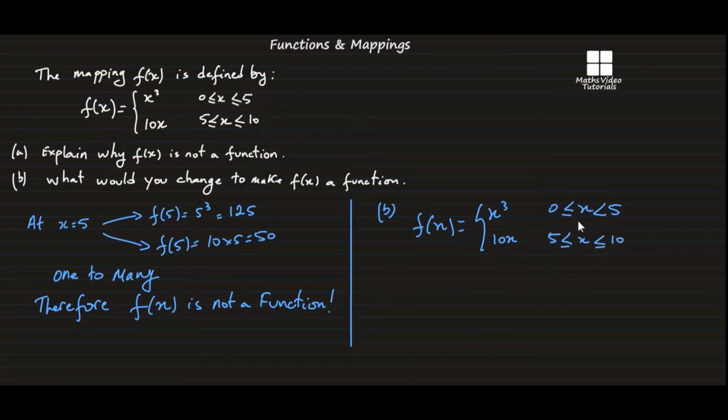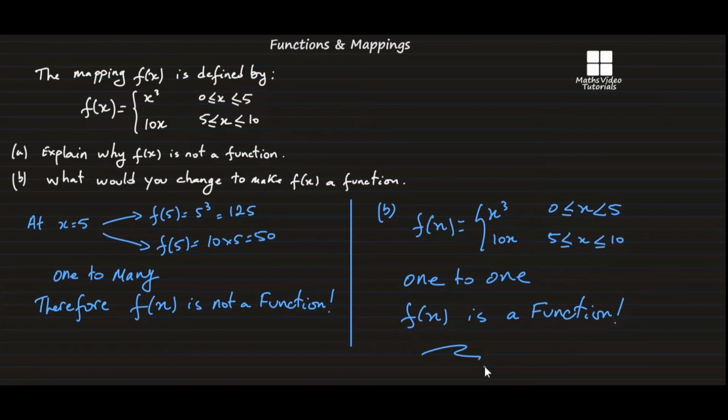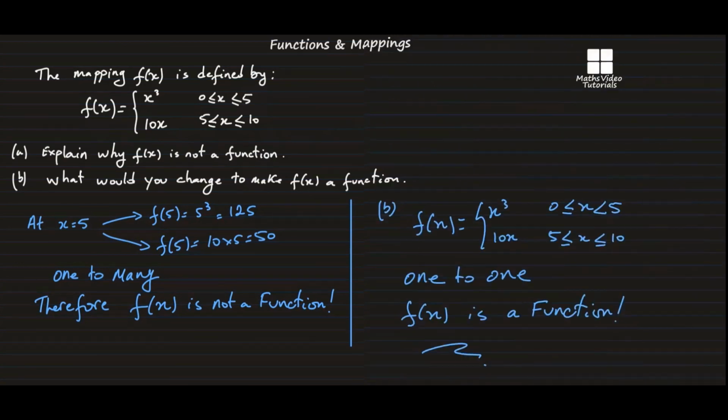Now you can see this is clearly a 1-to-1 mapping. So therefore f of x is a function. And that's how we answer this question.